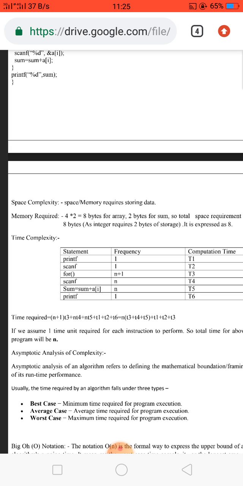So the time complexity of the program written above is n. The time complexity is n. How it comes to n, you just get an idea of that.